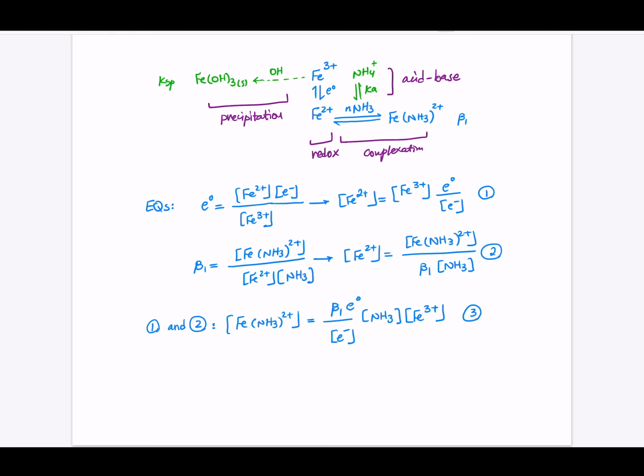So now let's focus on the mass balance. We have two mass balances. One is for iron and the other one is for ammonia. For ammonia first, which is easier, let's take care of it. We have the total ammonia, which is equal to the concentration of ammonia plus ammonium.